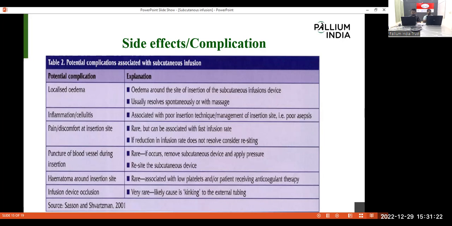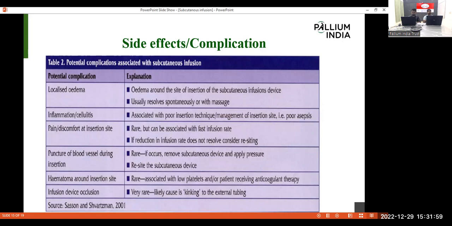It's very rare, but I already told you the rate and volume we need to maintain while giving the injection or infusion. If the volume or the rate increases, it will cause pain. Within 1 minute, we need to maintain 1 ml or 20 drops. If the infusion is going too fast, it will cause pain at the insertion site. So we need to check the rate and volume, and we can reset it to resolve the problem.